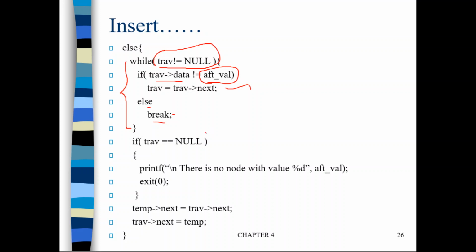If you come out of the while loop because you have reached the end of the linked list, then there is no such node after which to insert. So we check here if traverse is equal to null. Because traverse became null, if we came out of the while loop, then we say there is no node with value %d after val, and we exit the program. Otherwise, if this condition is not satisfied, it means that previously you broke out of the while loop because we found the node after which the new node should be inserted.